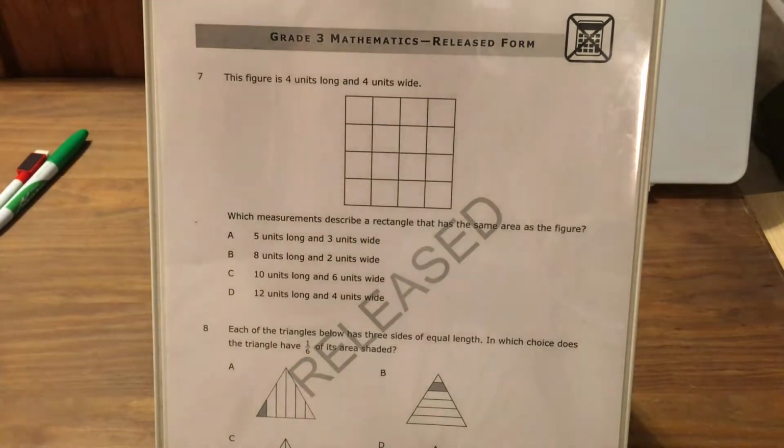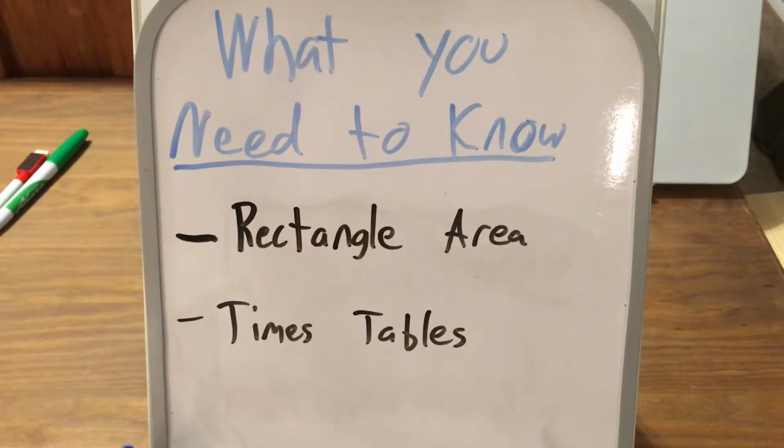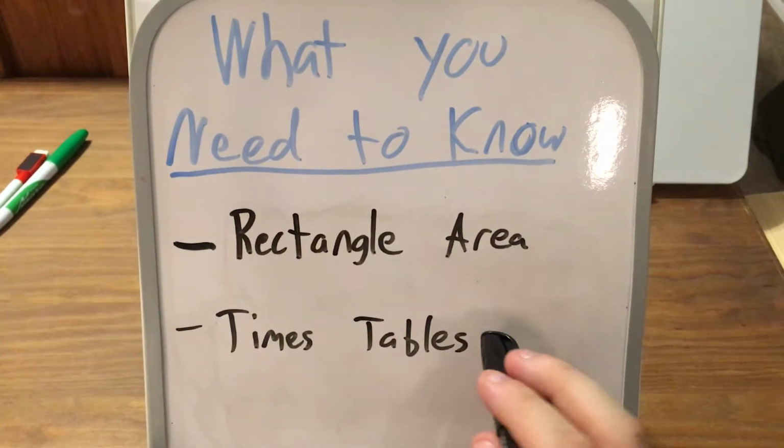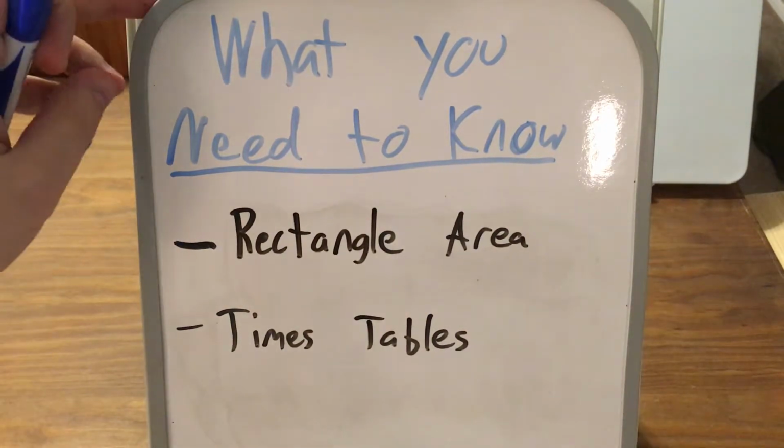Now, I usually really like to draw out my answer choices in a question like this, but in this case, if we have our times tables and we know how to find the area of a rectangle or a square, we're going to be okay.